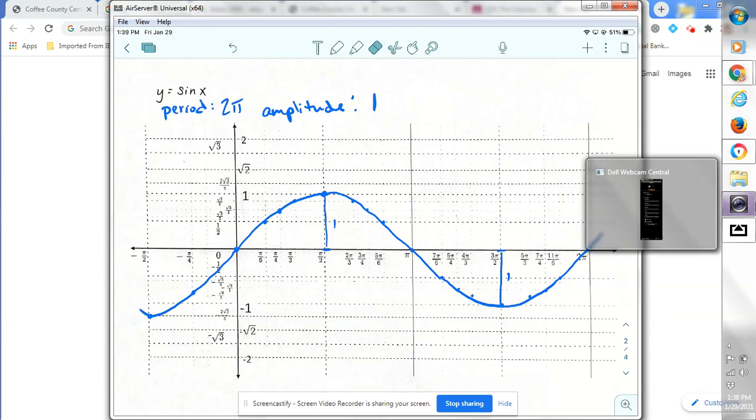Let's erase this. Don't really need to write that. I just want you to see a good curve of the sine graph.